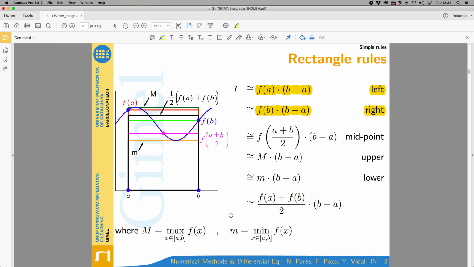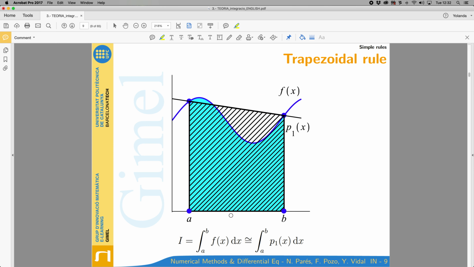So this is the idea of the rectangle rule. Now, the other method is called trapezoidal rule. Why? Because it will approximate the shape of the function inside the interval AB by using a trapezoid. So this area is approximated by a trapezoid.